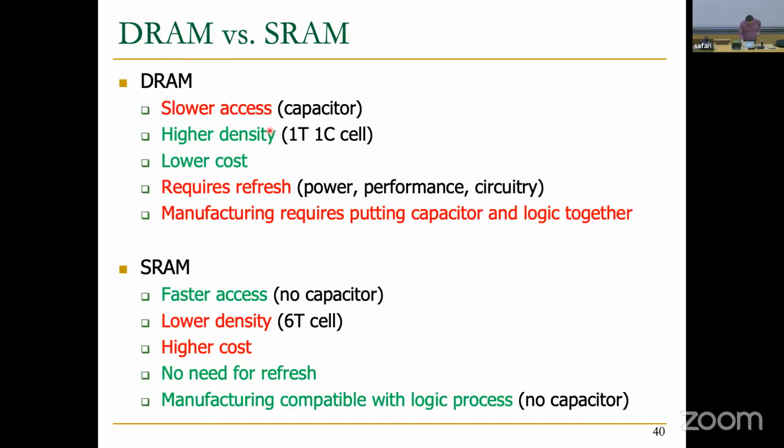And DRAM requires refresh, so that gives you some extra power overhead, because performing a refresh operation requires you to open a row that has thousands of cells and write data back, right?